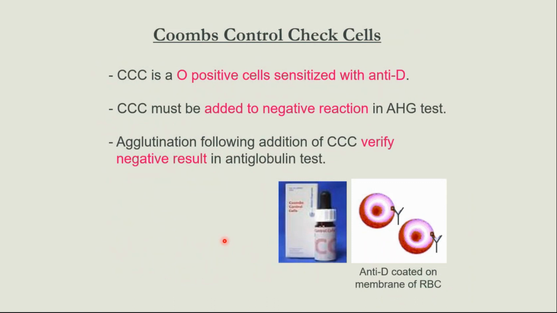Okay, next is Coombs control cells. Coombs control cells, also known as CCC, are O positive cells sensitized with anti-D. Okay, CCC must be added to a negative reaction in the AHG test. Agglutination following addition of CCC verifies negative results in antiglobulin testing.